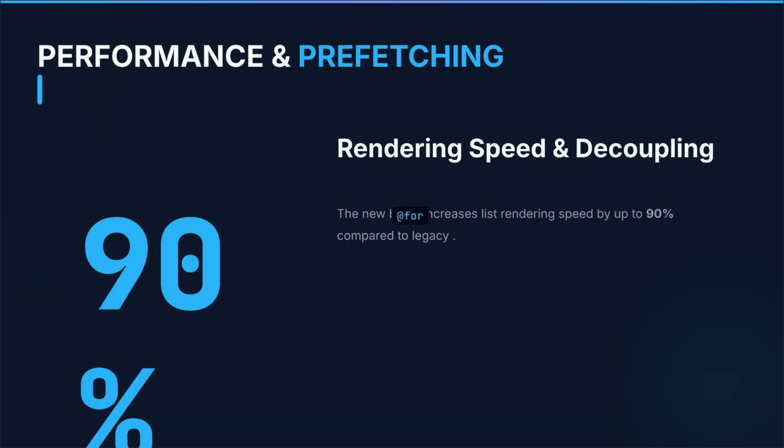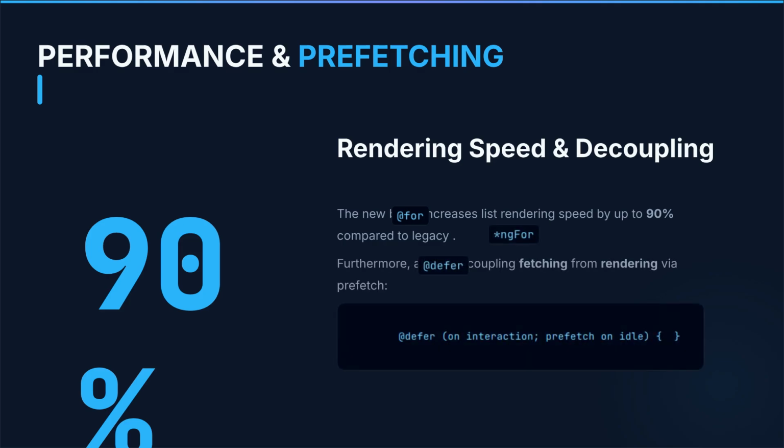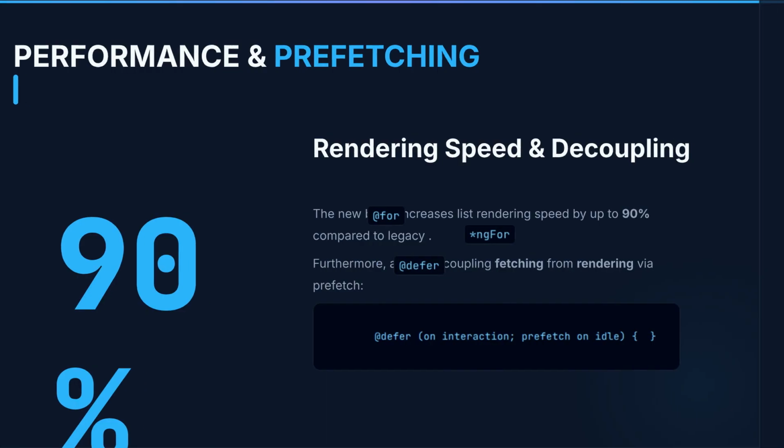The @for block increases list rendering speed by up to 90% compared to legacy *ngFor. @defer also enables prefetching, decoupling data fetching from rendering, which can significantly improve perceived loading speed.